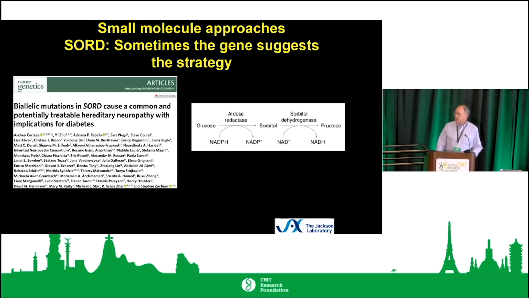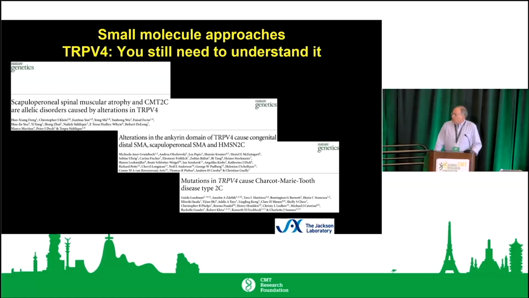And it looks like that's in fact the case. There were already aldose reductase inhibitors that were approved in Asia, for example, for other indications. And those are being repurposed and tried as therapeutics for SORD neuropathy. Another example where again the gene identification led fairly quickly to a possible therapy is TRPV4 and Charcot-Marie-Tooth 2C.